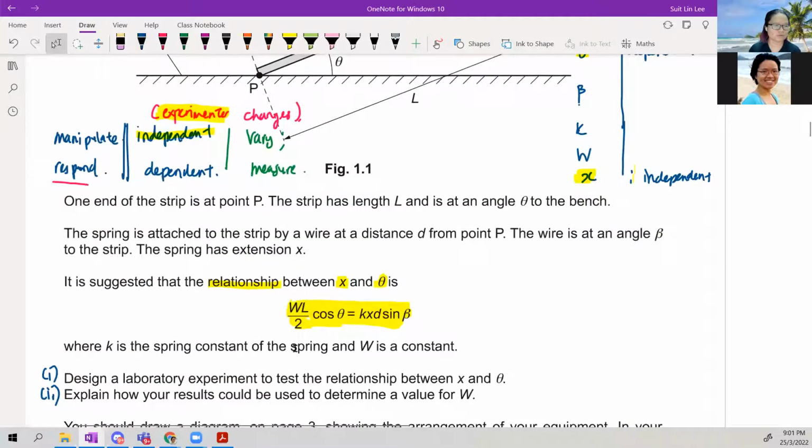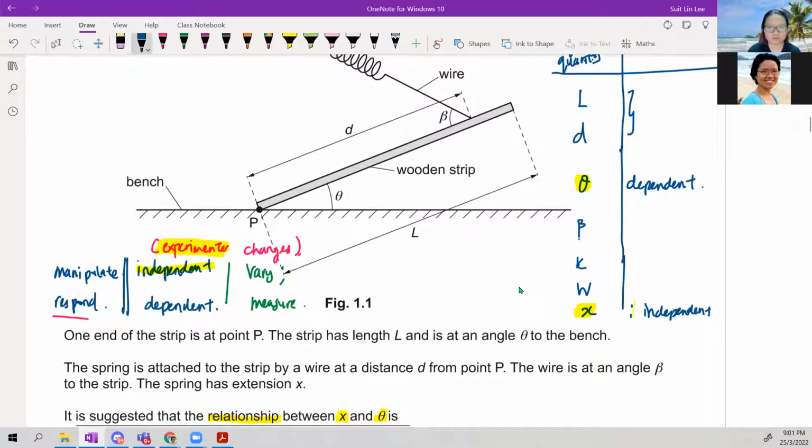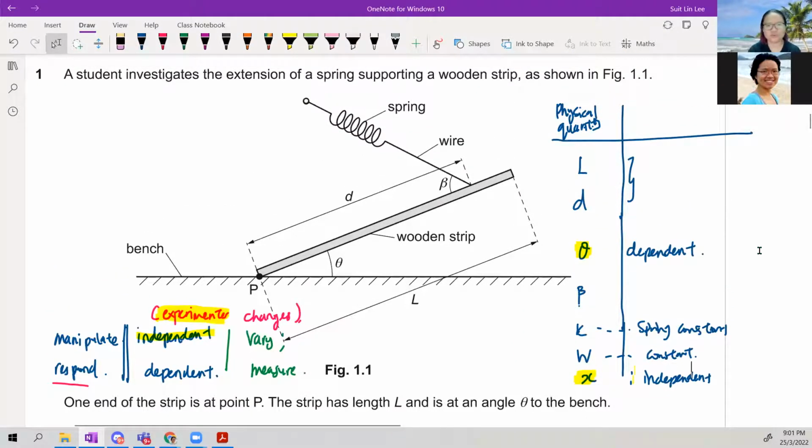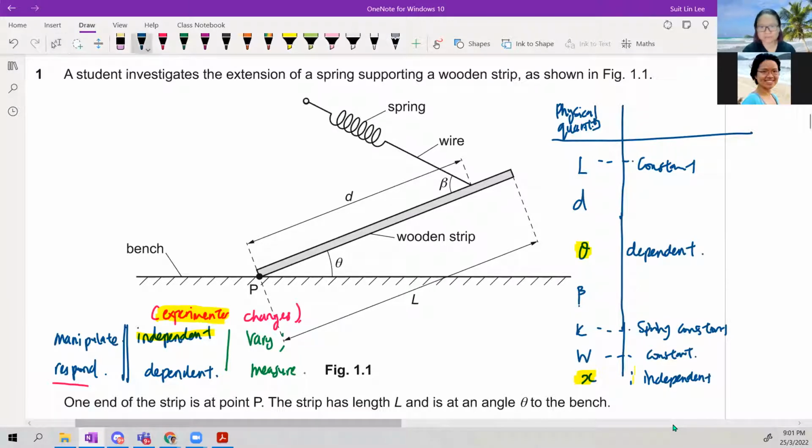So if you look at all of this, right, K is a spring constant. So spring constant is already constant. W is constant. So this one question already gives, you don't have to mention. Okay. Out of these three, which one also must be constant? What do you think? Of course, L, we use the same wooden strip. This is also already constant. So I'm basically eliminating a lot of things. Okay. So which one do we need to consciously keep constant?